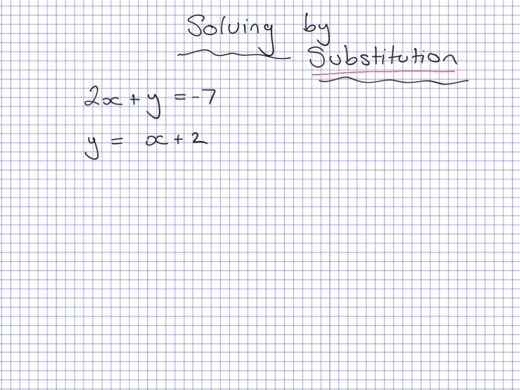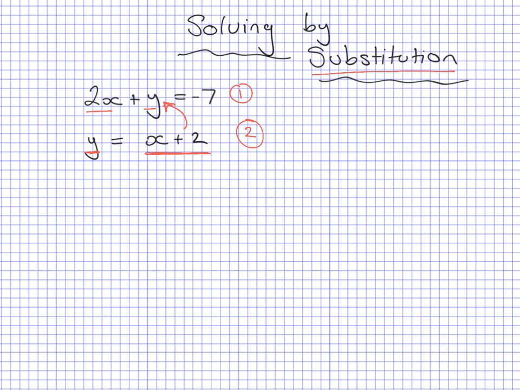Now, looking at the two equations, you might notice the first one has both x and y on the same side, but the second one, and I'll number them, the second one is actually in the form y equals. And this makes it really easy to substitute. So what we're going to substitute is this, whatever y equaled, in place of y in the first equation.